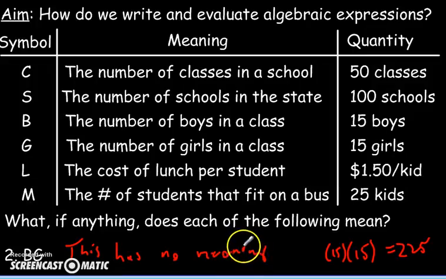And some expressions don't. If it doesn't make sense, it's probably not meant to be written. But you need to be able to identify if your expressions make sense. You should read what you write sometimes. If you were supposed to write the total number of kids in a class and you wrote B times G, you'd have to think about, does 15 boys times 15 girls make sense? And it doesn't. Let's look at another example.